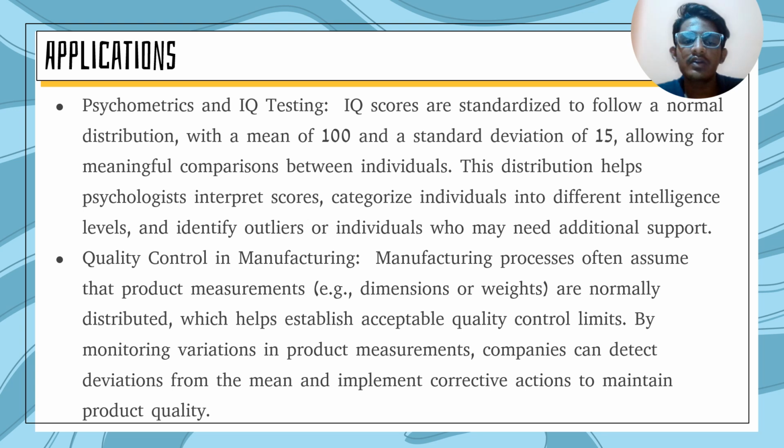Quality control in manufacturing. Manufacturing processes often assume that product measurements are normally distributed, which helps establish acceptable quality control limits. By monitoring variation in product measurements, companies can detect deviation from the mean and implement corrective actions to maintain product quality.